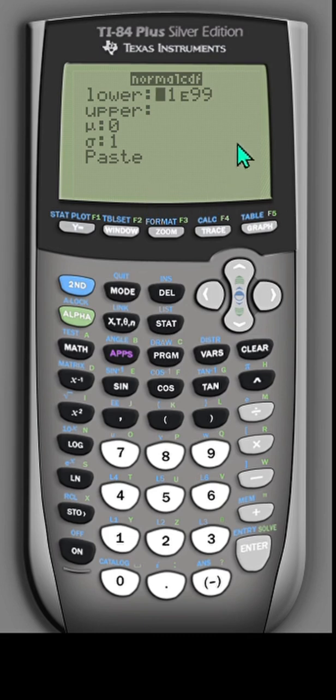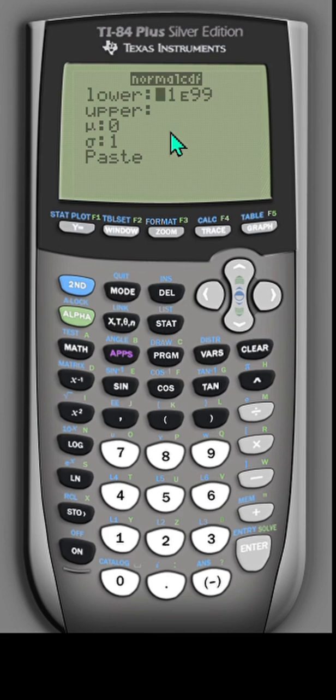You will see that there's a -1E99. What it means is that this is representing negative infinity, or -1 times 10 to the power 99. It just goes all the way from the left. There's no way for you to actually put in infinity in this calculator, so you have to plug in a number that's very, very negative.